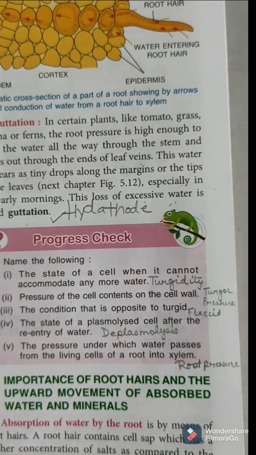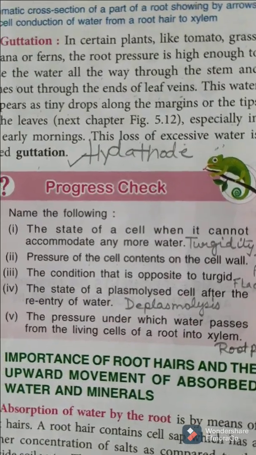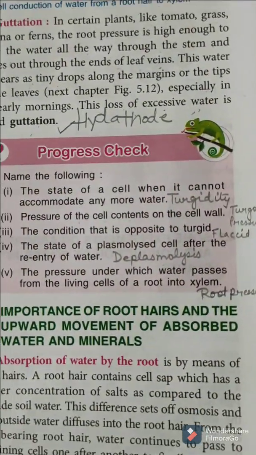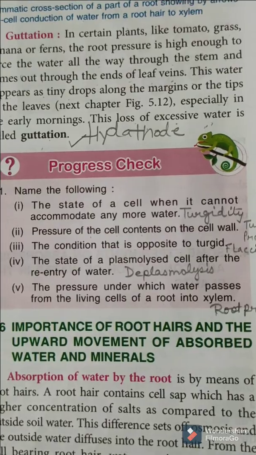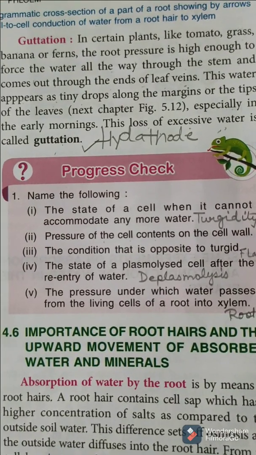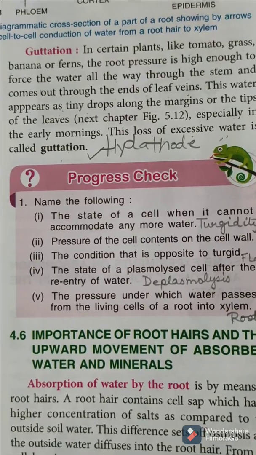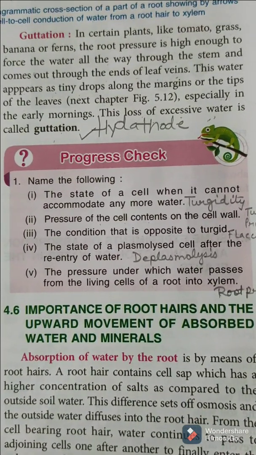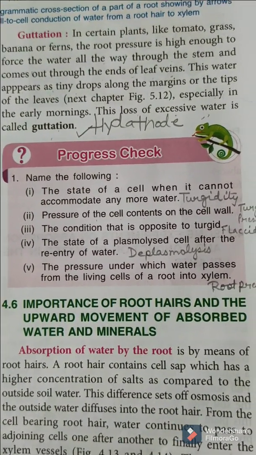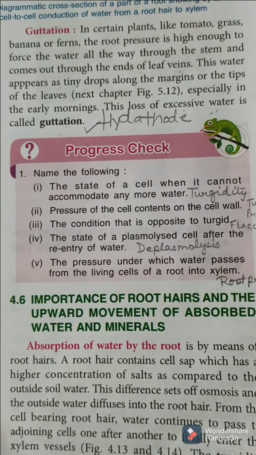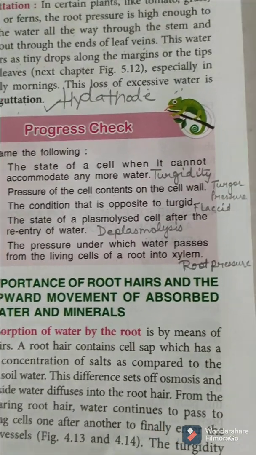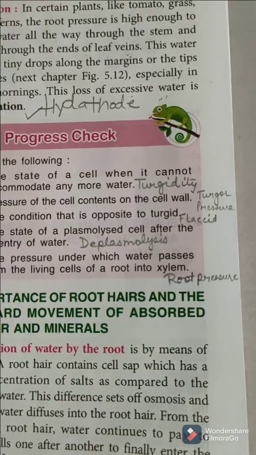It is flaccid. State of plasmolysed cell after re-entry of water. After plasmolysis, when we keep the plasmolysed cell in water, deplasmolysis occurs. That means entry of water occurs. The pressure under which water passes from living cell of a root into xylem, root pressure. Alright.